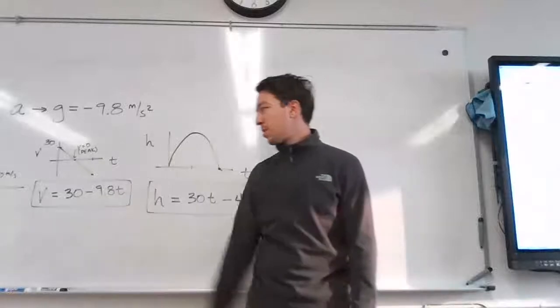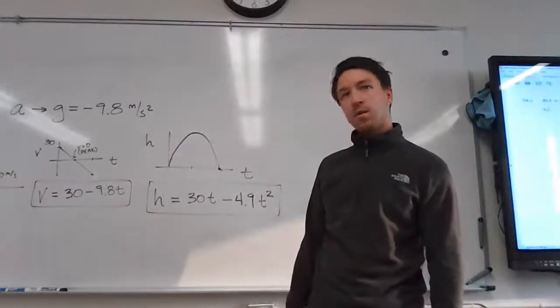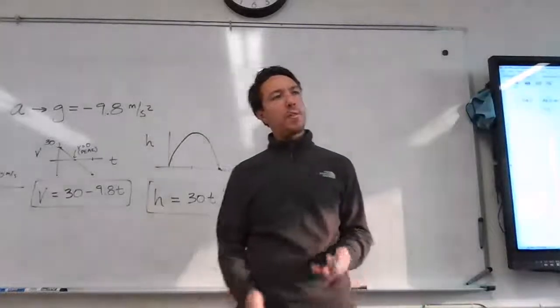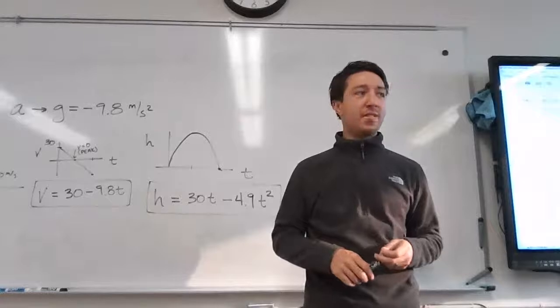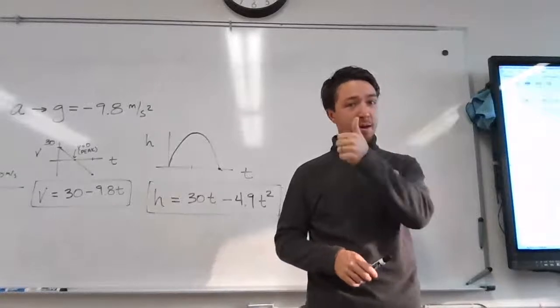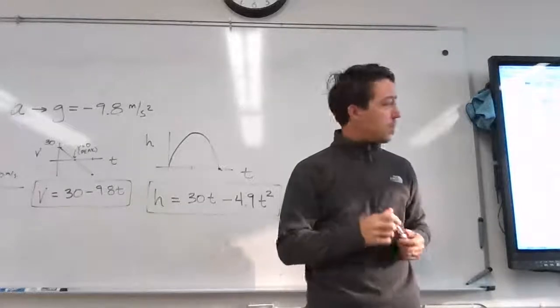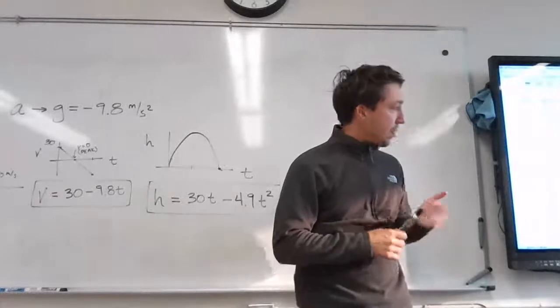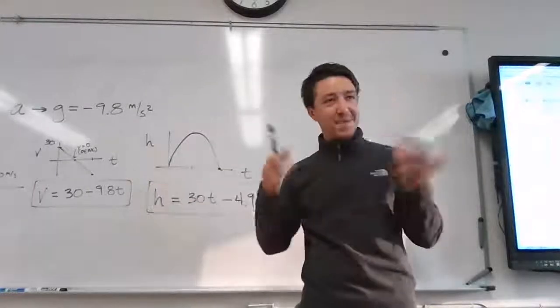What's the answer? When you plug in 2, you get what, 10.4, I think? There we go. Now, how do I know if I'm going up or down? If my V value is positive, I must be going up. If my V value is negative, I must be going down. How about time 5? Plug in 5.